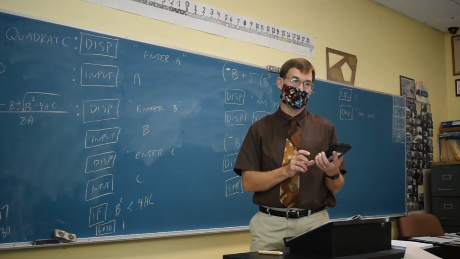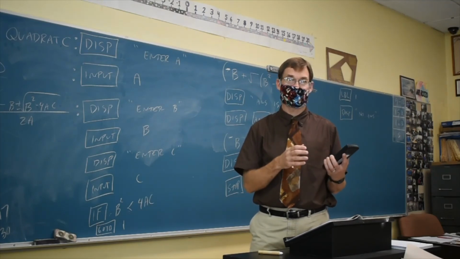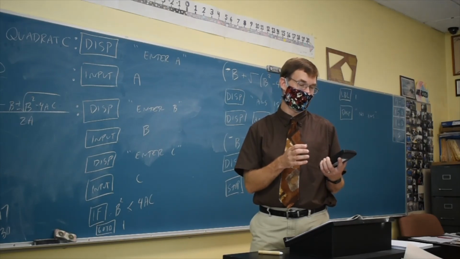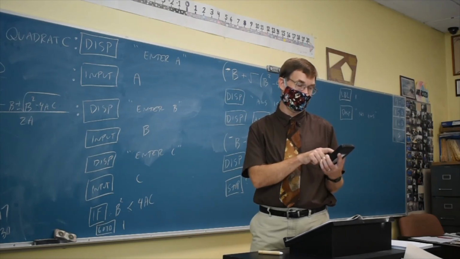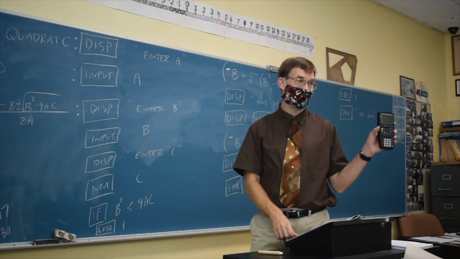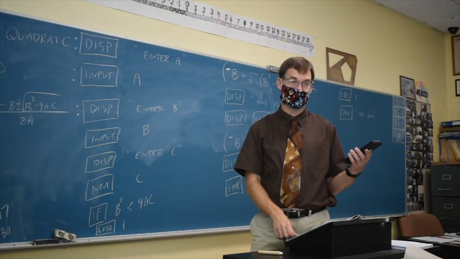Let's do an important thing. To save this and get out, you're probably going to want to write this down. To save it and get out, you do the yellow button and then quit, which is right next to the yellow button. So yellow button and quit gets you back to your main screen. Go ahead and do that just to seal that in.